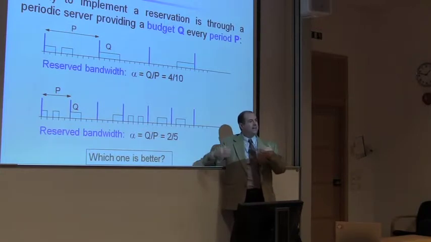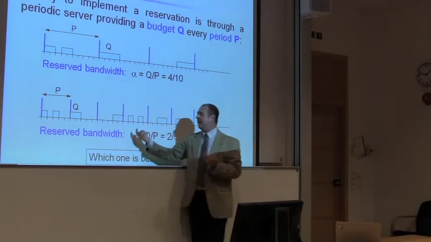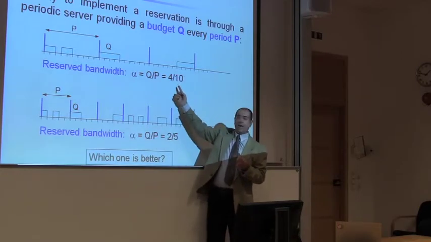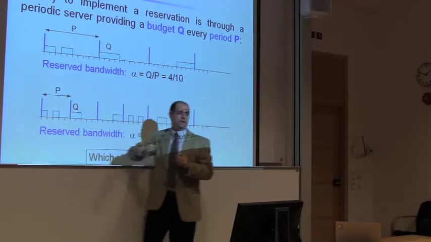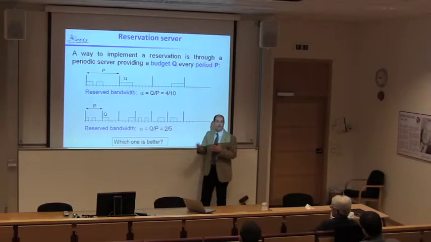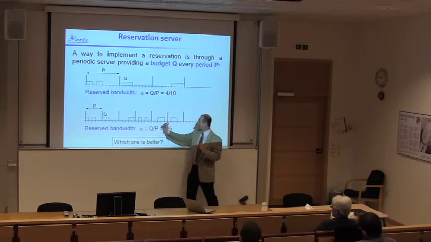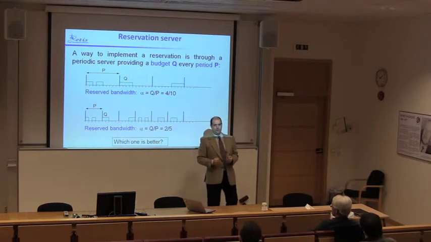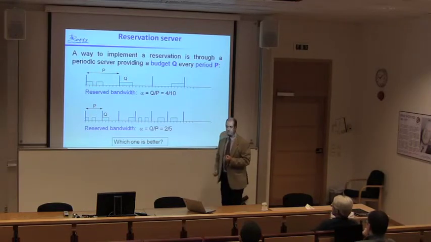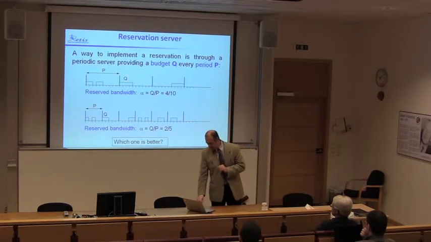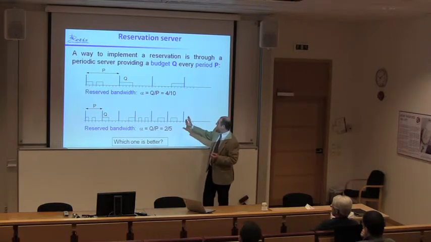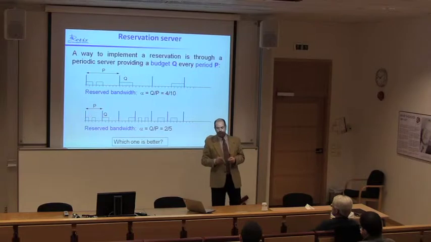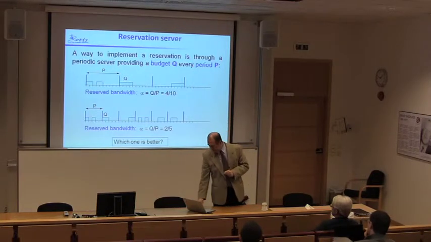Of course, this is another example. If I have a more reactive application, then I may decide to reserve the same fraction, but with a shorter period. So I reserve 2 every 5 instead of 4 every 10. The fraction is the same, but you see the service is more frequent, and this is better for reactive applications with shorter deadlines. So which one is better depends really on the application. But you can see that these 2 parameters are used to tune your allocation.